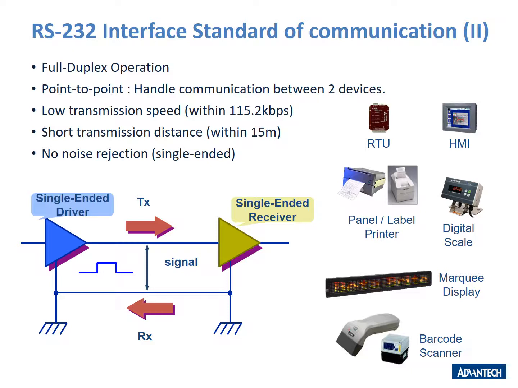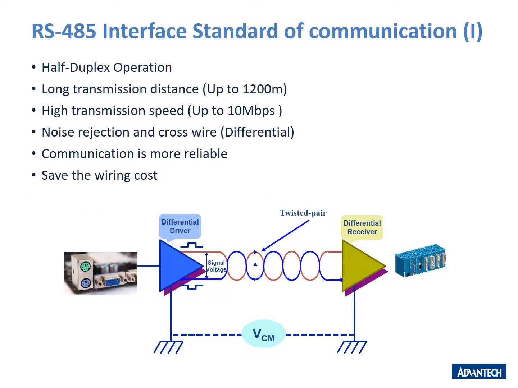For RS-485 standard, it supports half-duplex operation which can send and receive data, but not at the same time. It has noise rejection and cross-wire to reduce the electromagnetic interference. Additionally, it supports long transmission distance up to 1,200 meters at a high transmission speed up to 10 megabits per second. Finally, it saves the wiring cost because it only uses 3 wires for the data transmission.